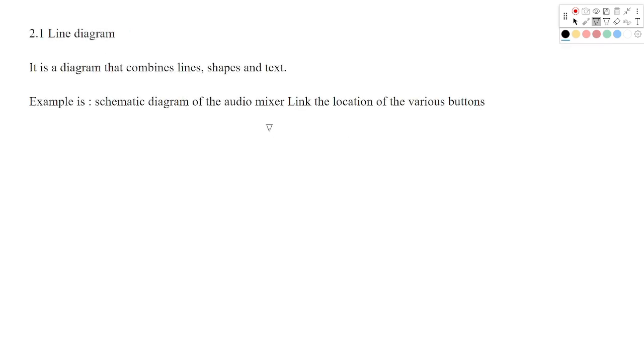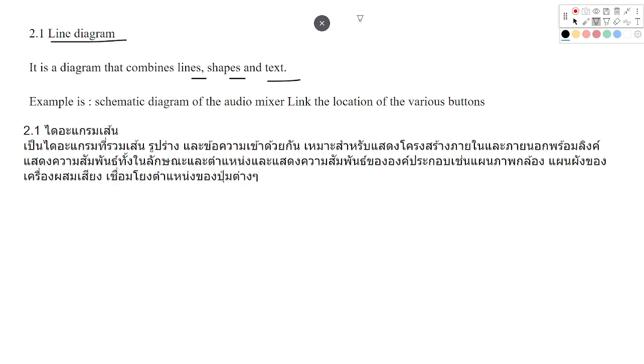Then let's move to the next one, which is line diagram, a line diagram. And it's a diagram that combines lines, shapes, and text. Three things: line, shape, and text, okay? And you can read in Thai so that you can understand better. Now, an example of a line diagram is a schematic diagram of an audio mixer, linking the location of various buttons.